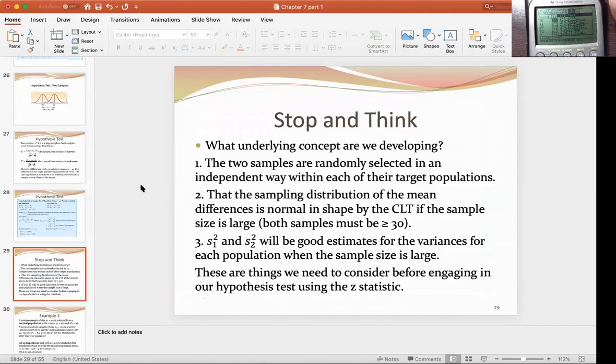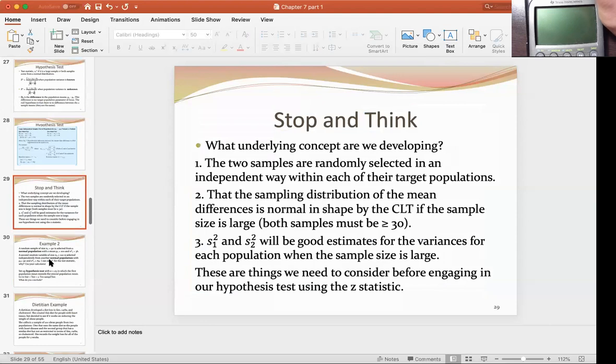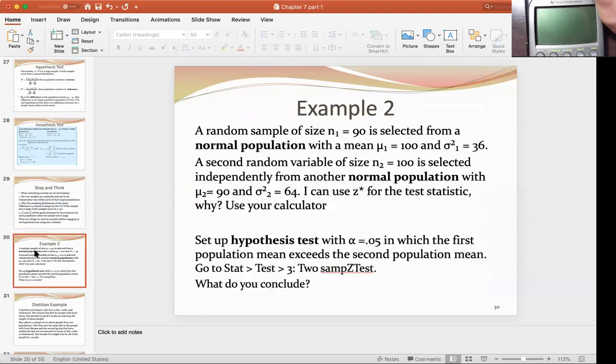So let's stop and think. What underlying concept are we developing? The two samples are randomly selected in an independent way within each of their target populations. The sampling distribution of the mean differences is normal in shape by the CLT if the sample size is large, again, meaning higher than 30. And again, S1 and S2 as variances will be good estimates for their populations if the sample size is large, okay? So you need to make sure all of this is met before you could do that Z statistic.